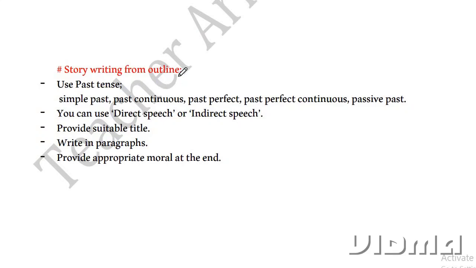Story writing from outline. Use past tense like simple past, past continuous, past perfect continuous, or passive form of past. Next, you can use direct speech or indirect speech. And while developing the story, we have to give a suitable title as well as a moral. And we have to write the story in paragraphs, more than one paragraph. It could be 3 paragraphs or 4 paragraphs.